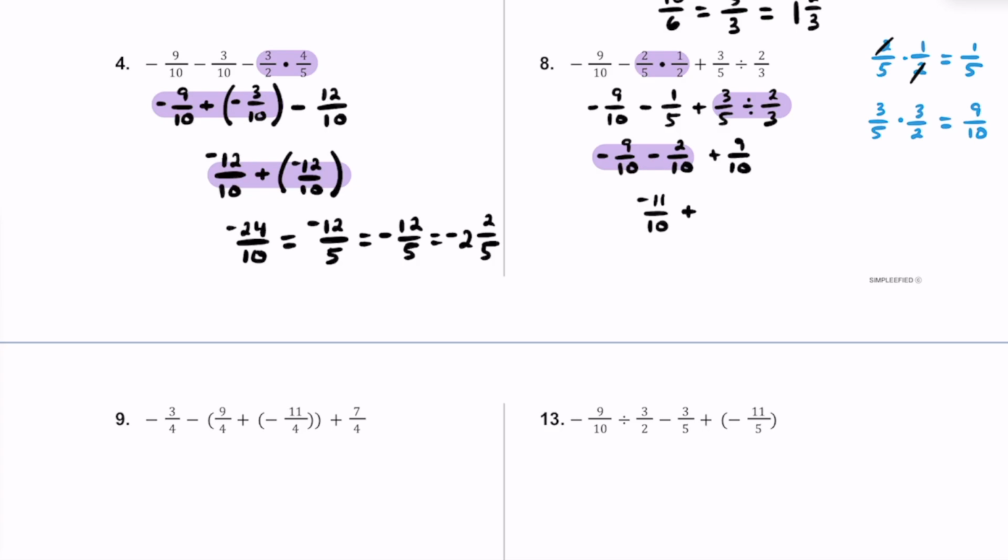And then we're going to add on 9/10 here. It's nice we have common denominators. And then so negative 11/10 plus 9/10, that's going to equal negative 2/10. And how could we write this as our answer? Well, we can divide top and bottom by the GCF of 2 and say it's going to be negative 1/5. We move that negative to the middle, and that would be our final answer. All right, here's number 9.